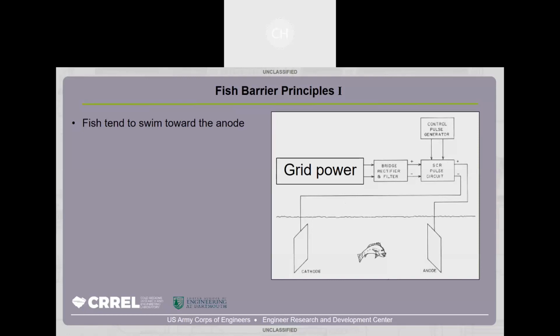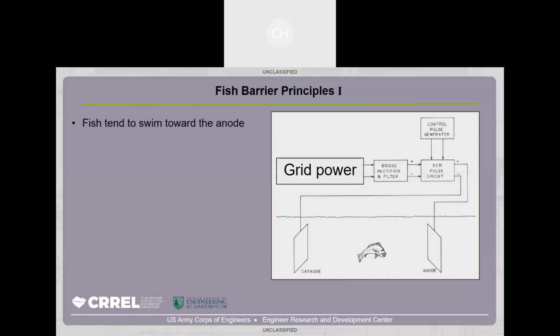The fish tend to swim towards the anode, and so actually this is a good point of clarification. In this presentation, you can see that we refer to the cathode as negative and the anode as positive. Now this is something I've learned on this project: anode and cathode is actually specific to the field that you are working in, which is kind of fun.